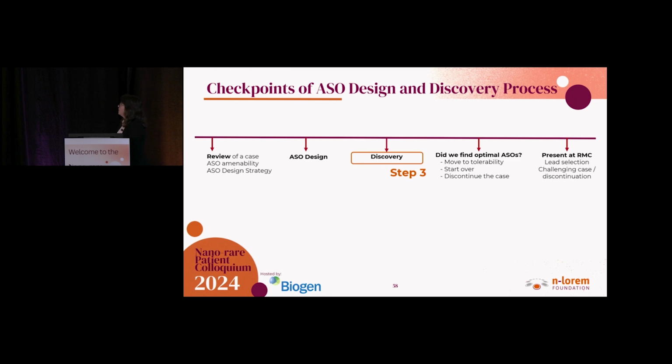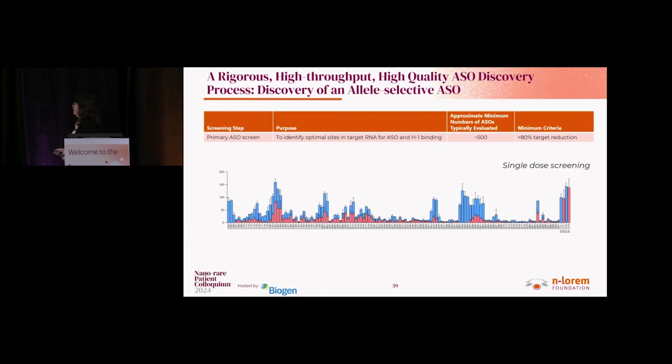This is then moving to the discovery, step 3. Here we have the ASOs, we have synthesized them, we have them in the lab, and we start screening. What does that look like? The very first part, because there is a lot of optimization and validation that goes before that, which I'm not going to go into details today, is the primary ASO screen.